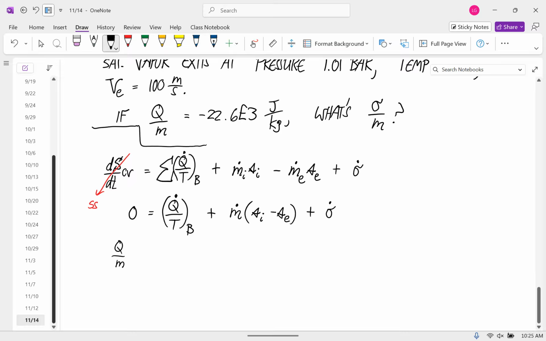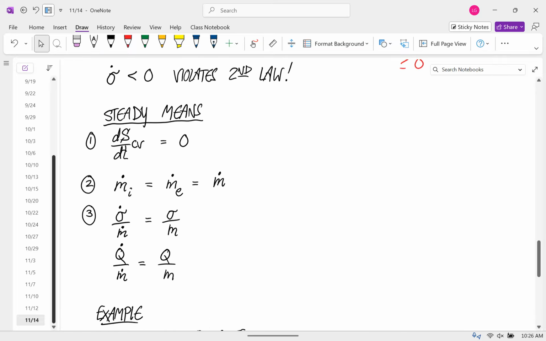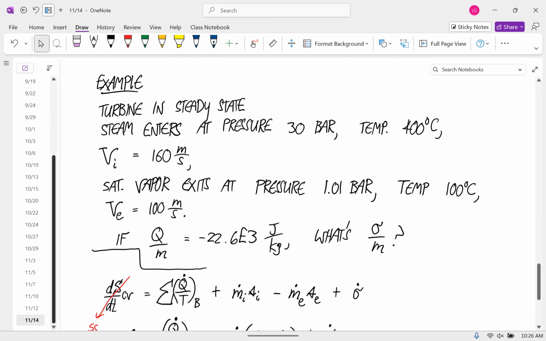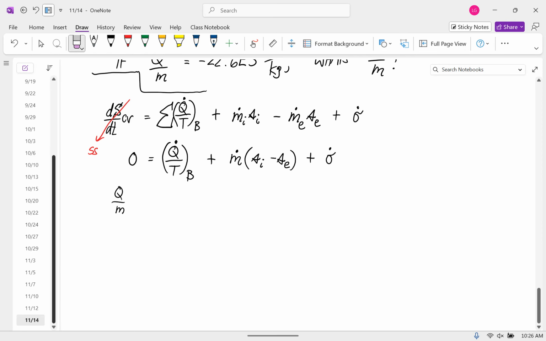Professor, what is the difference between the sum of Q dot over T with the big B and the little b? No difference. I guess I wrote it with a little b before. It doesn't mean anything. That B just stands for boundary, around the boundary.